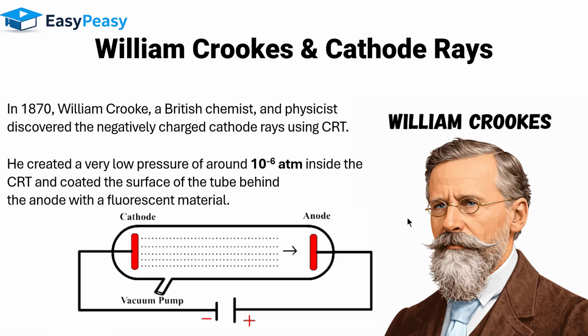Now he created a very low pressure, around 10 raised to power minus 6 atmosphere, inside this cathode ray tube and coated the surface of the tube behind the anode with a fluorescent material. And then he applied electricity through it. Now this time the gas is not glowing. It is specifically moving from the cathode towards the anode in the form of a beam.